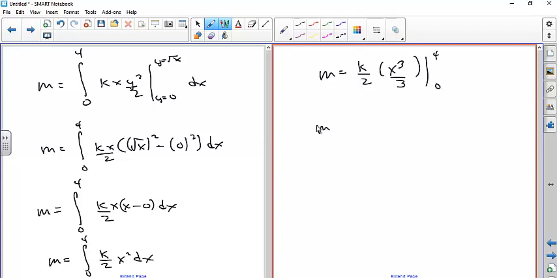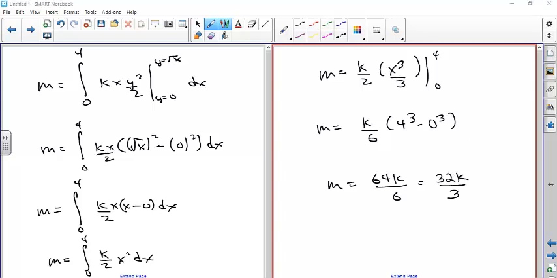So we get m is equal to k over 6. So 2 times 3 is 6. We get 4 cubed minus 0 cubed. So 4 cubed is 64. 64k over 6, or 32k over 3. So let me just pause and make sure this is the right answer. Okay, success. So that's the mass.